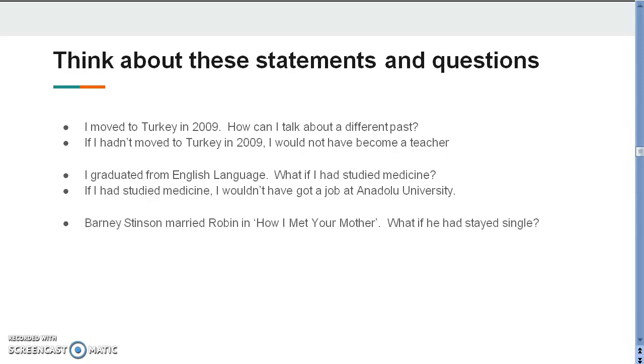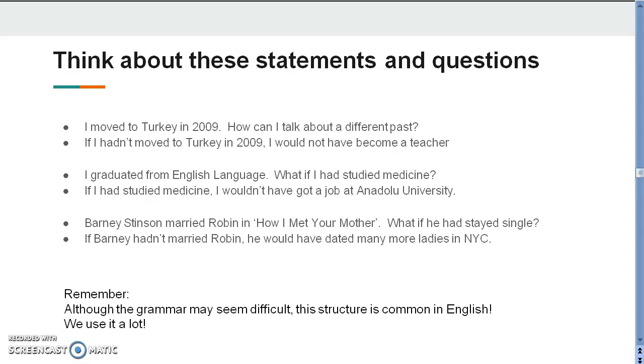Barney Stinson married Robin in How I Met Your Mother. What if he had stayed single? If Barney hadn't married Robin, he would have dated many more ladies in New York City. So although the grammar may seem complex in these sentences, it's actually language that's used a lot in English, especially when we're talking about this situation of what if it had been different.